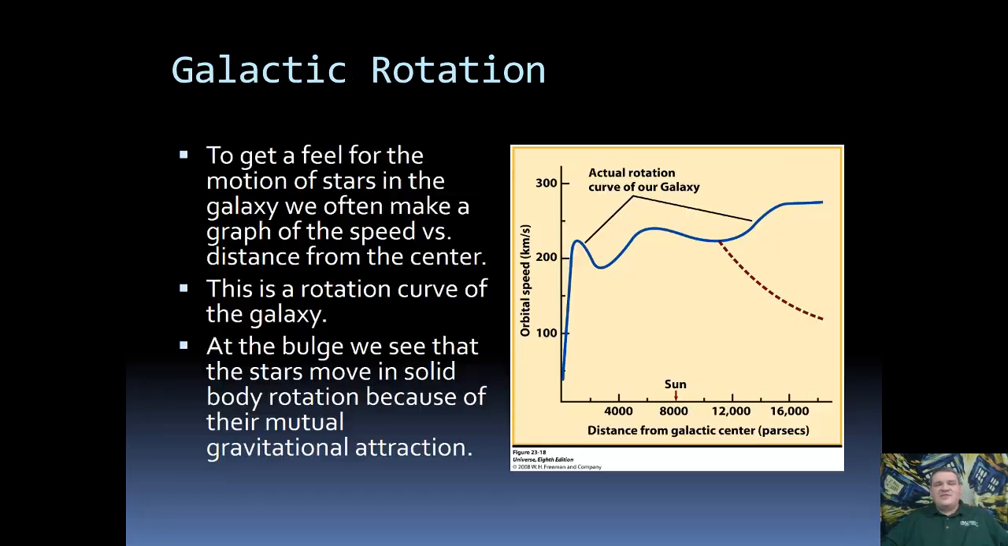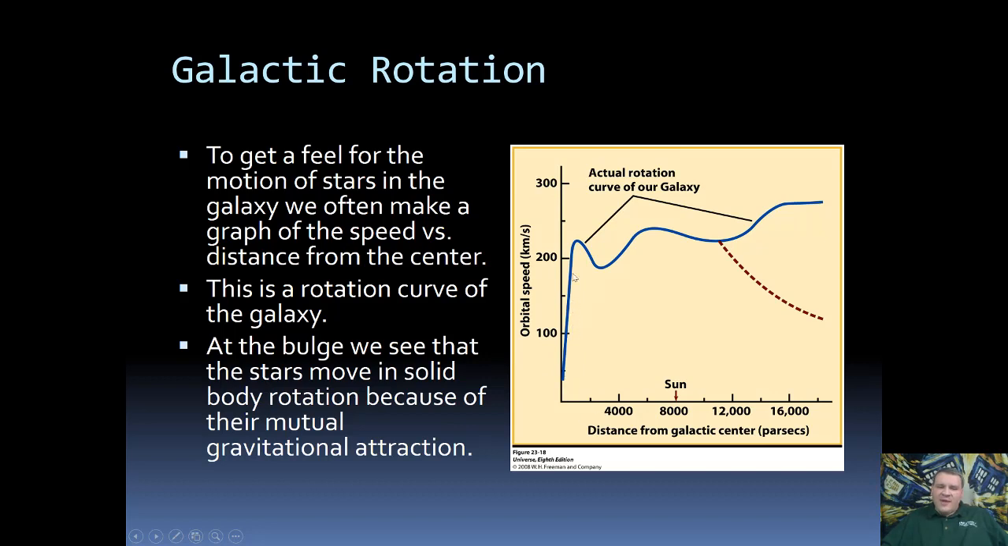To help us understand the amount of mass and the mass distribution within our galaxy, we make what are known as rotation curves. On this graph, along the bottom, we have the distance from the center of the galaxy. Right here is the central bulge, and then we work out all the way over to the very edge of the galaxy. Up and down, we're looking at the speed of the stars. How fast are the stars moving?